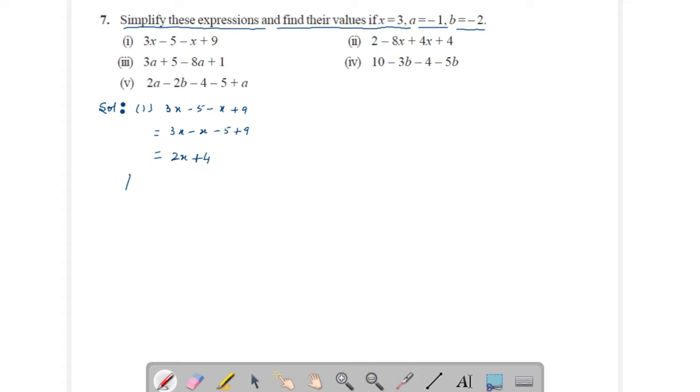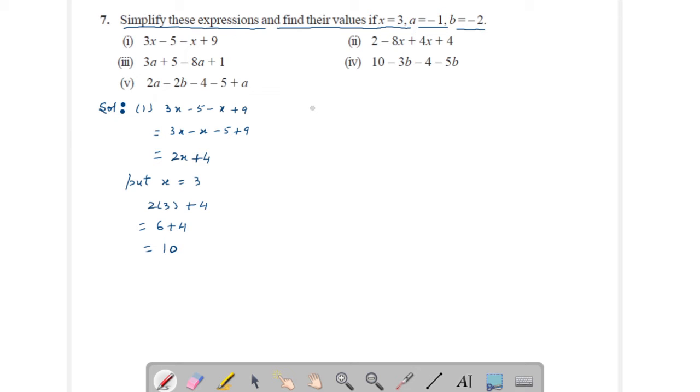Here put x is equal to 3. What will you get? 2 into 3 plus 4. Solve this. 2 into 3, 6, plus 4. 6 plus 4, it is 10. This is your answer.